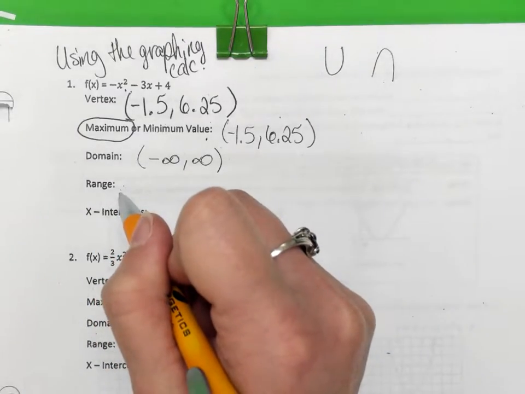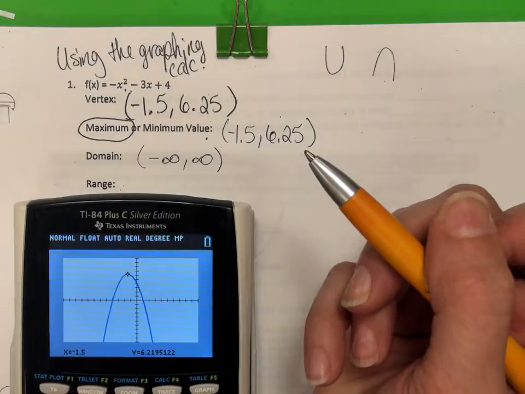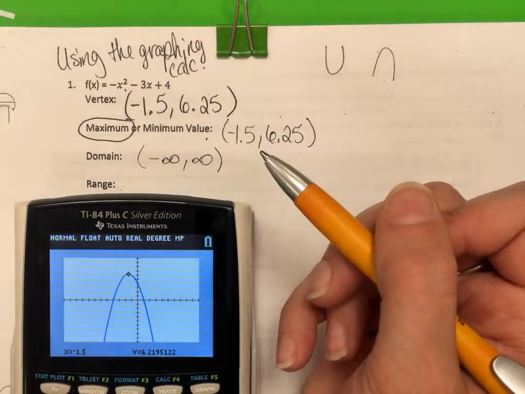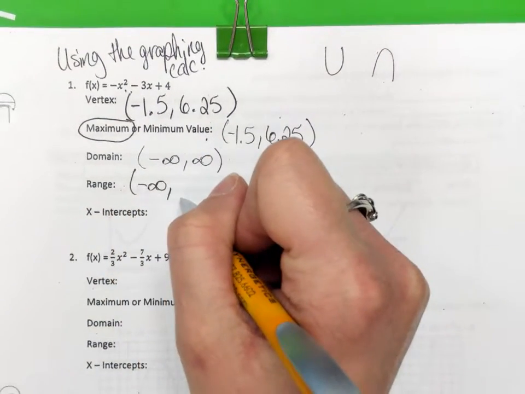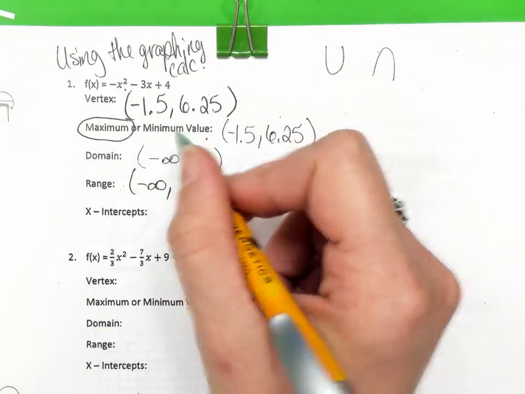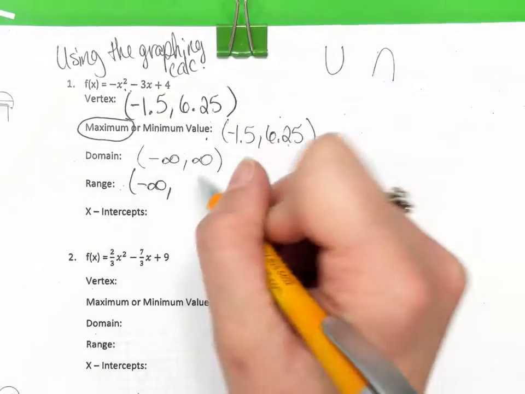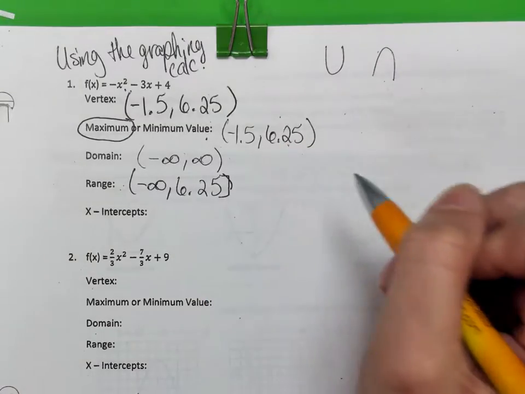Alright, so range is from bottom to top. So the bottom, look back at your graph if you need to. The bottom is going where? Down to where? Negative infinity. And if it's a maximum, it stops at that y value. What's that y value that it stops at? 6.25. There you go.